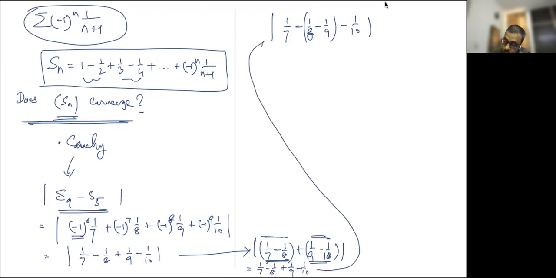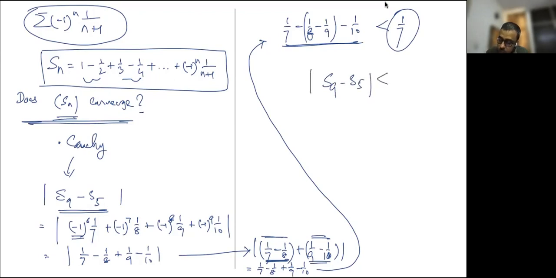Now the same quantity you write. So now we don't need to use the absolute value sign anymore. Only thing I'll do now is group them differently. Okay, we already know that this is positive. Now, writing it this way, what this will tell us is that this is less than 1 over 7. Right, so S9 minus S5 is less than 1 over 7.